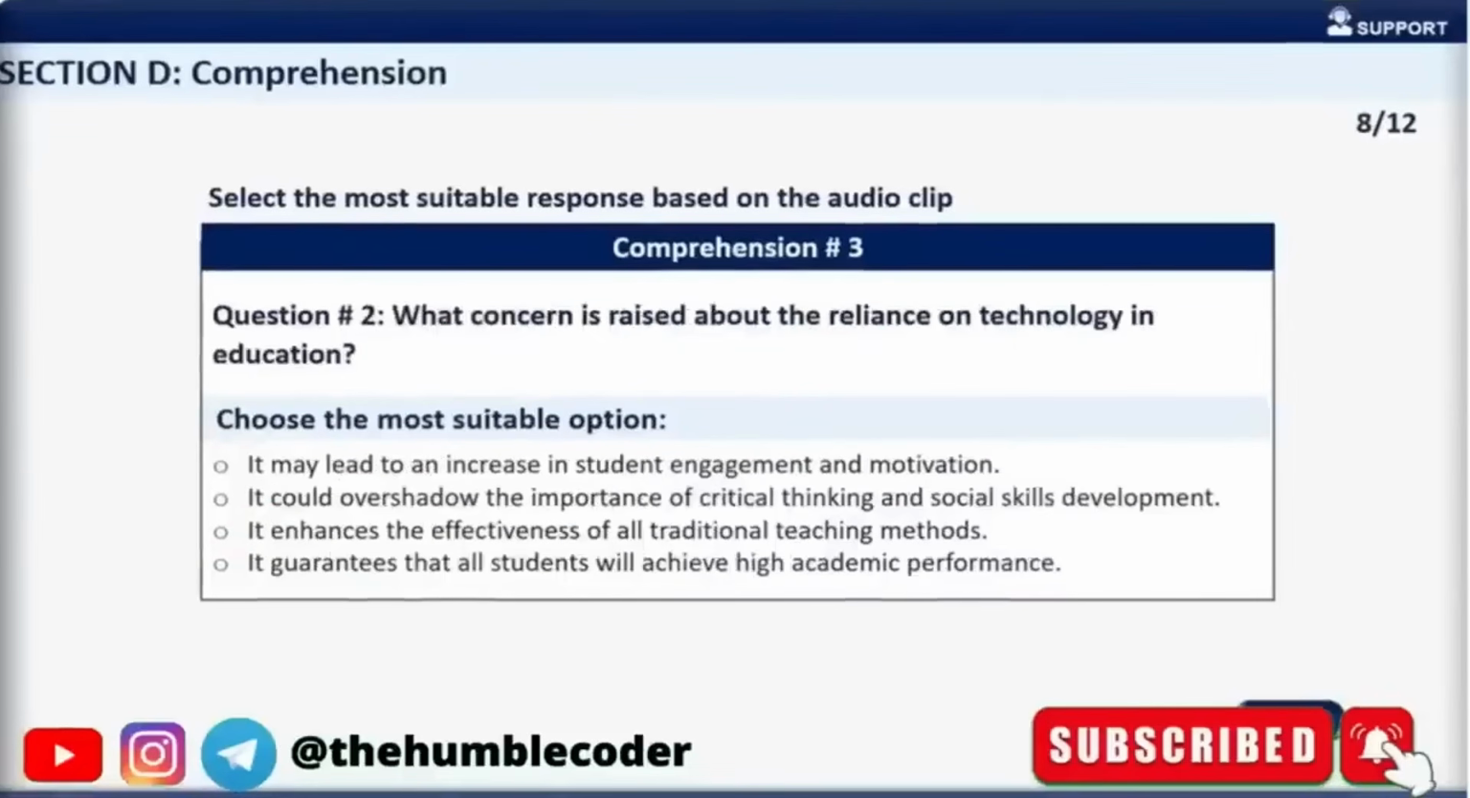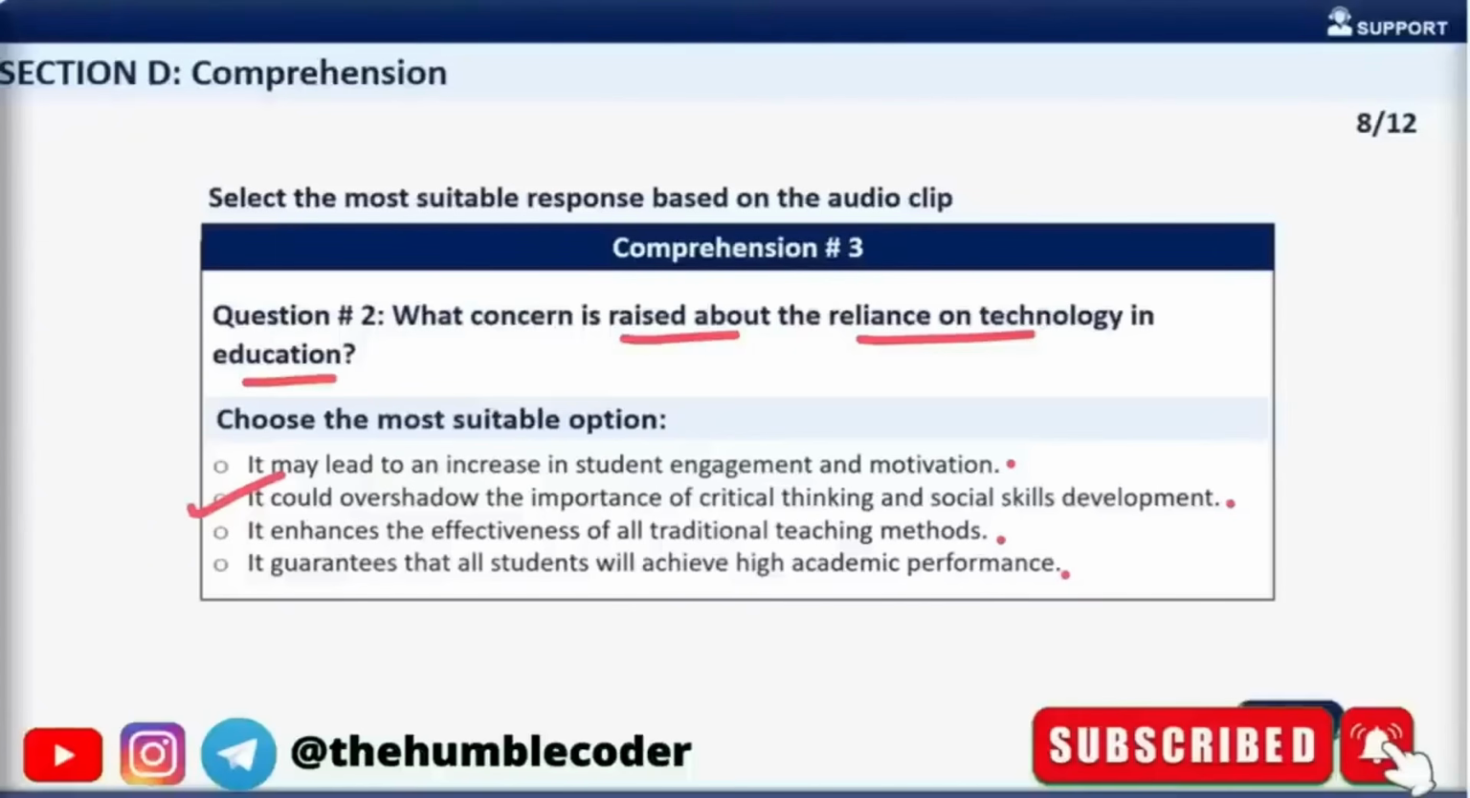Moving on to the second question. What concern is raised about the reliance on technology in education? The options that we have are, it may lead to an increase in student engagement and motivation. It could overshadow the importance of critical thinking and social skill development. It enhances the effectiveness of traditional teaching methods. It guarantees that all students will achieve high academic performance. Okay, so let's see the correct answer for this question. The correct answer for this question is, it could overshadow the importance of critical thinking and social skill development.